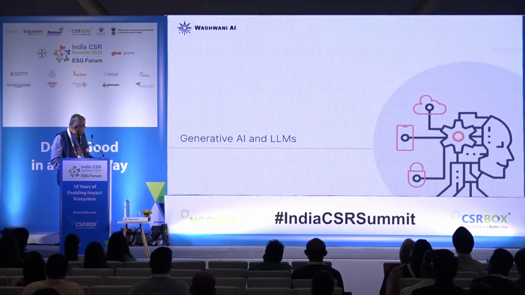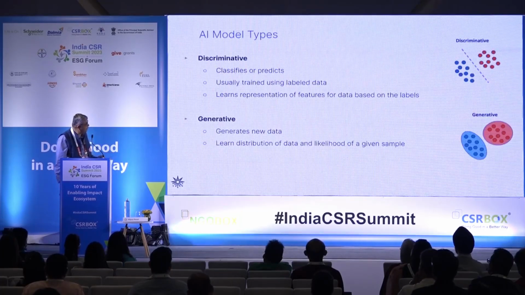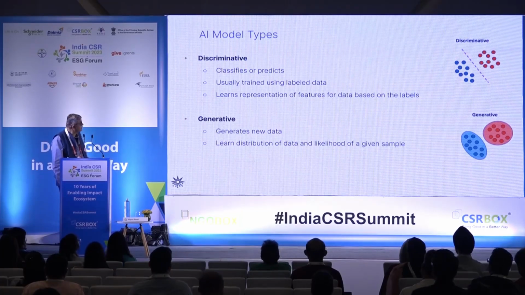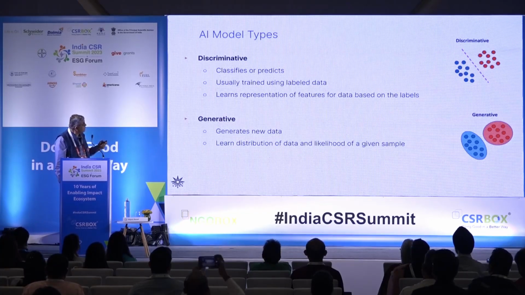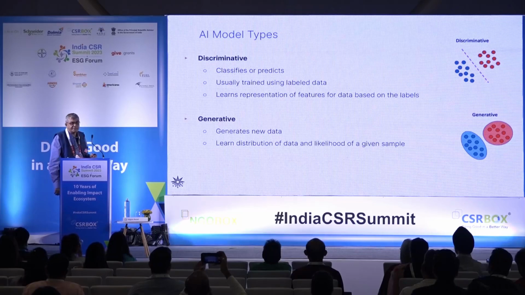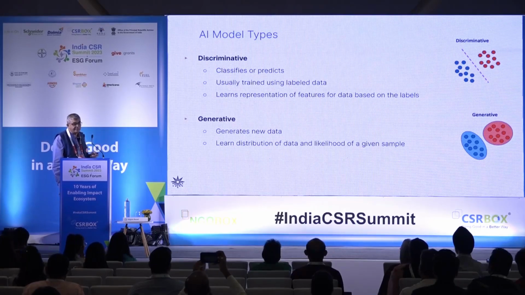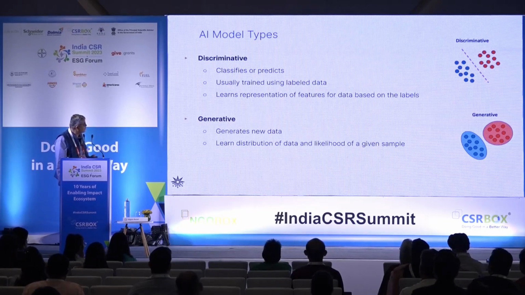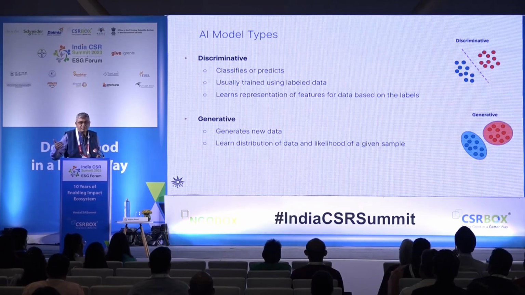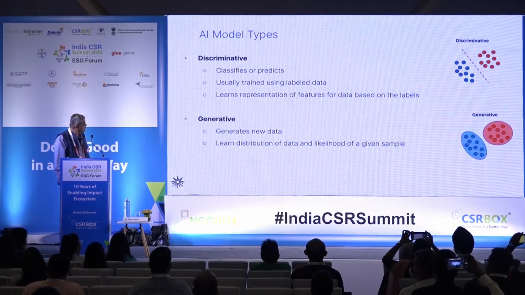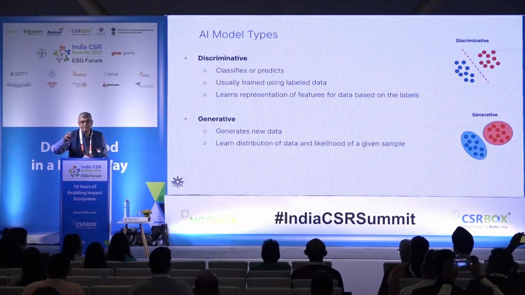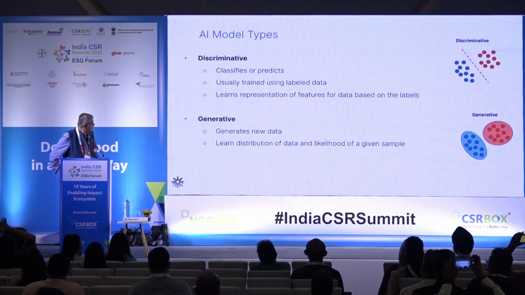So I'll just briefly touch upon some aspects of generative AI and large language models. There's two types of AI models, broadly speaking. There's what are called discriminative models and generative models. So a discriminative model typically, as I've already alluded to, tries to classify a datum or predict something, right? And it's trained using labels and outcomes that are already known, right?